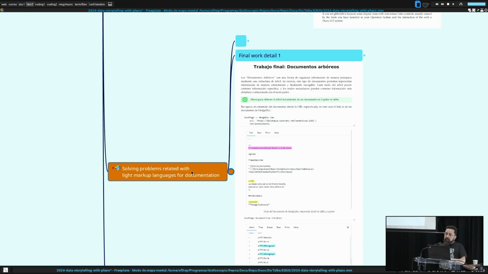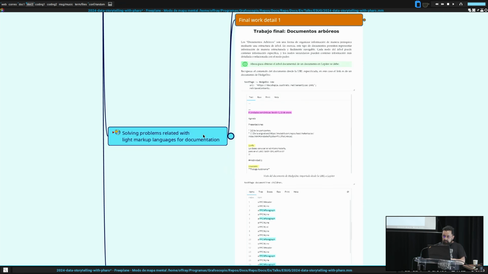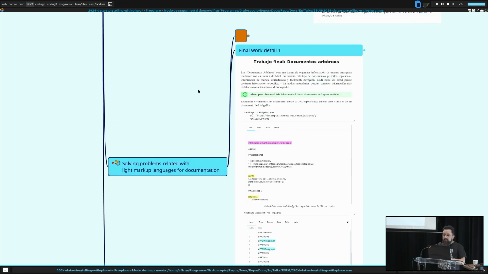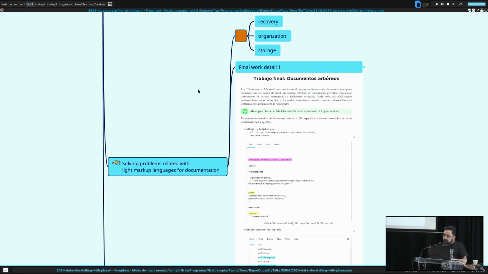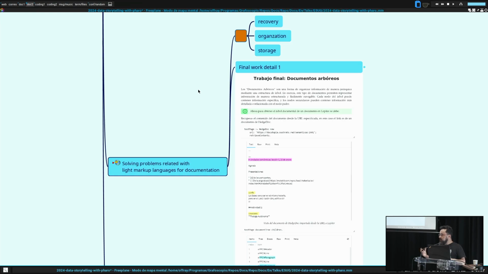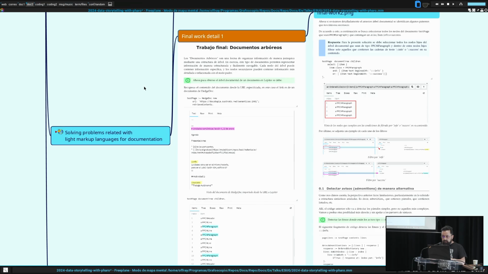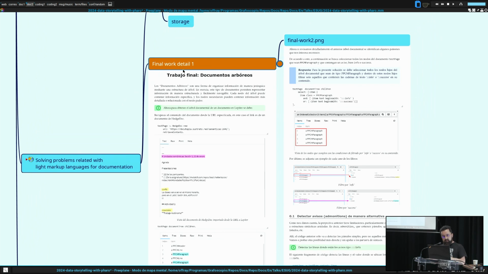And finally, we end by doing this task that is pretty close to information sciences and library sciences and archival, that is working on recovery, organization, and storage of information, in particular the information that we develop during the semester. And for that, they do this final work. This is the final work of one of my students. So, oh, it's not linked.